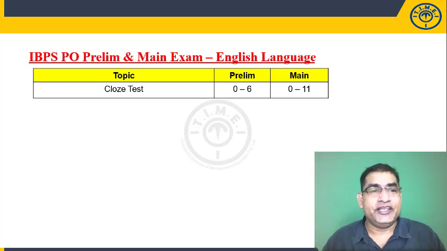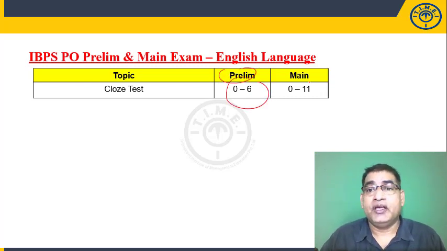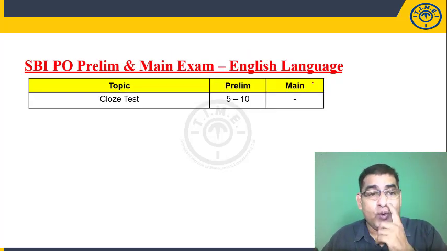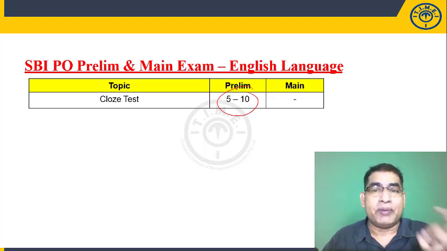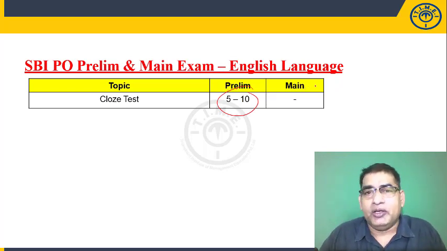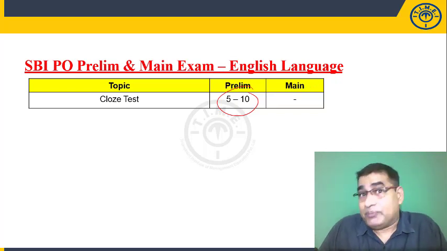As you can see on the screen, in IBPS PO in prelims up to 6 questions can be seen, and in the mains up to 11 questions. In SBI PO, however, you could see 5 to 10 questions on cloze test in the prelims, but there may not be any question at all in the mains. Sometimes they give, sometimes they don't.